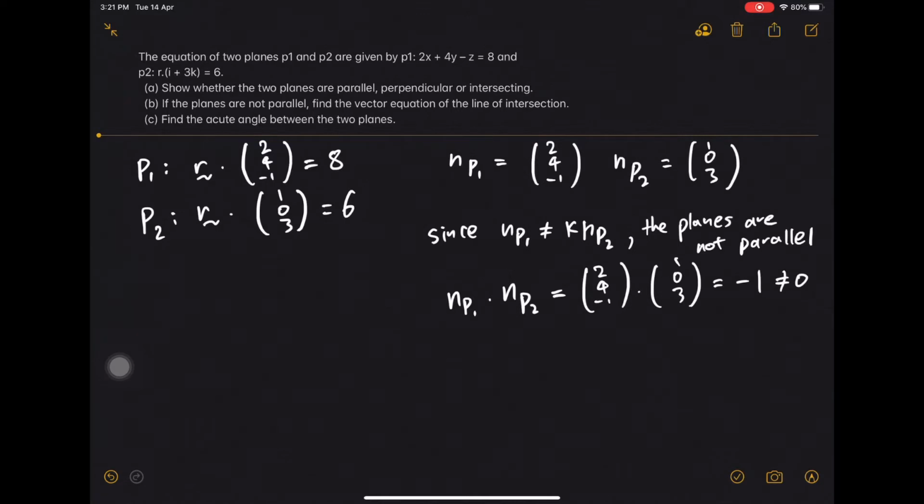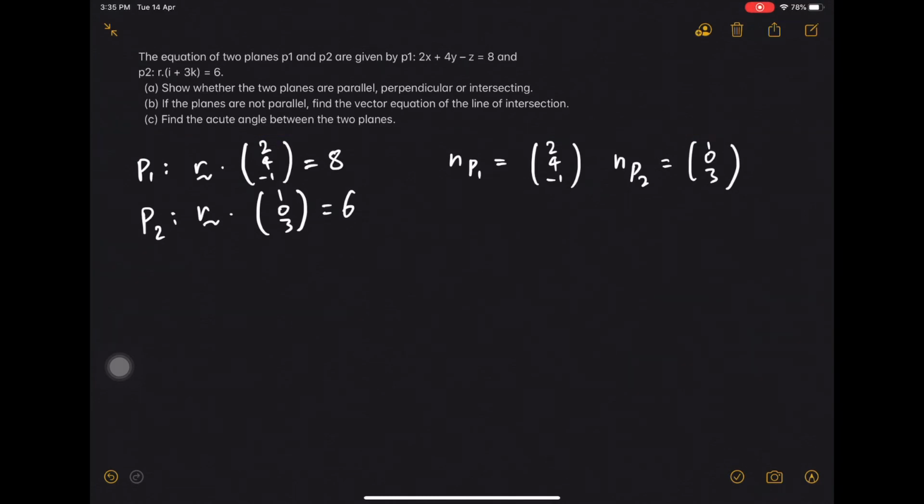It means that they are intersecting. So they are not perpendicular, but they are intersecting. This is how you show whether the two planes are parallel, perpendicular, or intersecting.